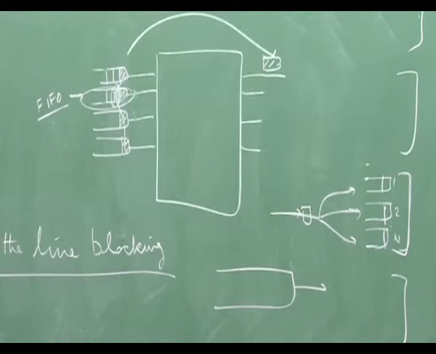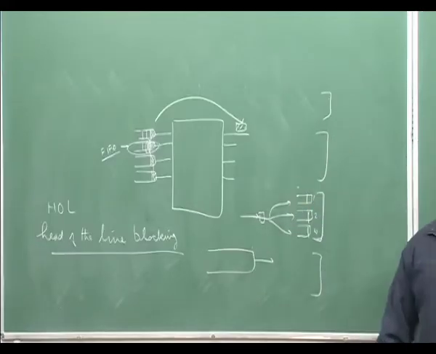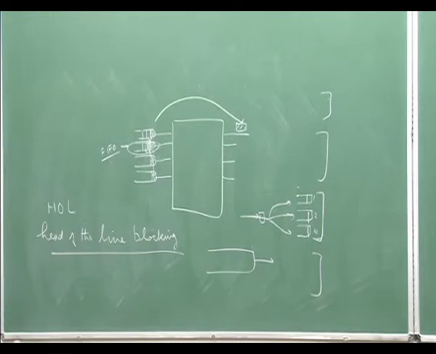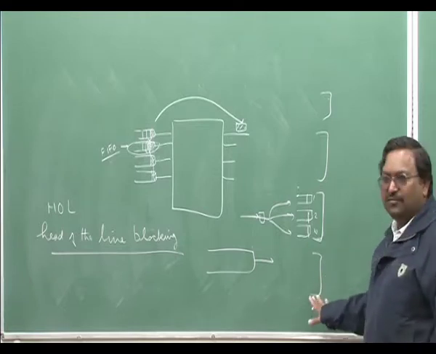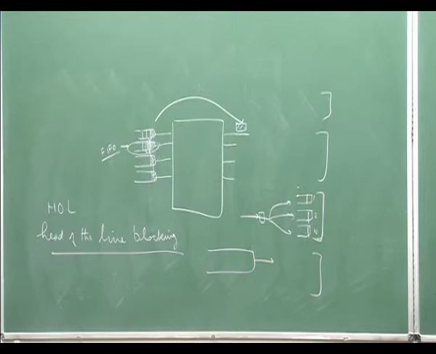Now, I can further improve. This was one possibility to remove the head of the line blocking. And of course there is a maximal match issue. That's another complication. So people thought of an output queued switch, but we know that an output queued switch is going to be difficult to implement. So how can that be done? It's not that it cannot be, it can be done.